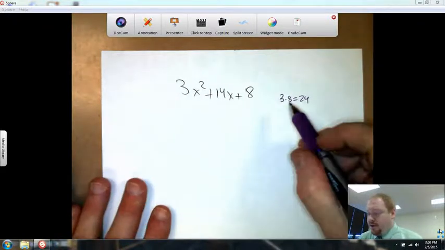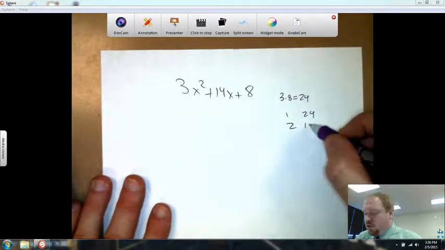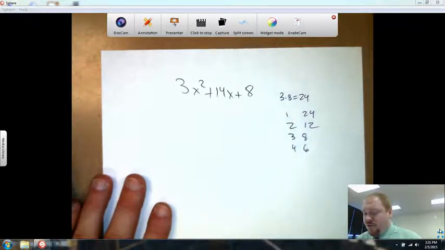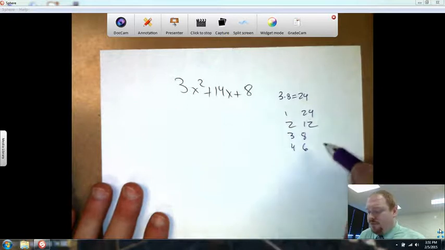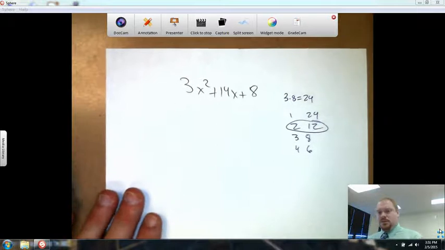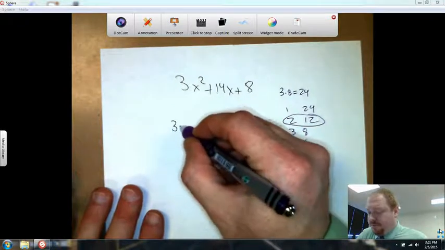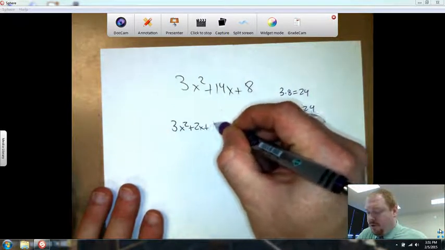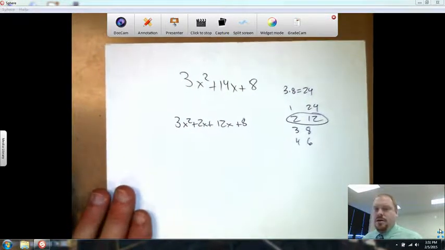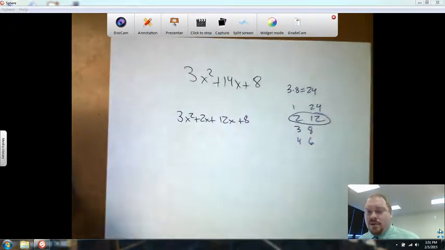Now, clearly, 1 and 24 does not give me 14. 2 and 12 might, 3 and 8 might, and so might 4 and 6. But it's relatively easy to see that 2 and 12 do. So, I'm just going to split this 14x up into 2x and 12x. Okay, 2x plus 12x gives me 14x, so I'm done. Okay, I'm in good shape.